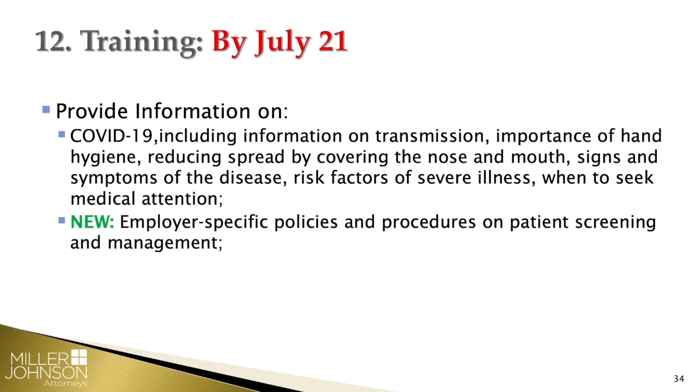date. Employers must provide employees information on COVID-19, including how it's transmitted, importance of hand hygiene, how to reduce the spread by covering your nose and mouth, signs and symptoms of the disease, risk factors, severe illness, when to seek medical attention, so on and so forth. So you see that first bullet, I don't have a new note next to it. So generally, I would say many of our listeners, the previous training that was required under the OSHA rule, generally the training that you were giving fit those pieces, right? You were covering those pieces.